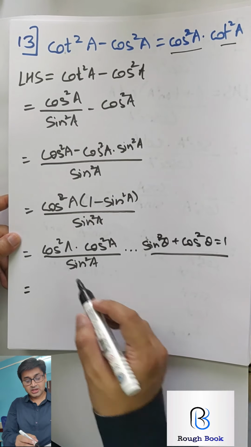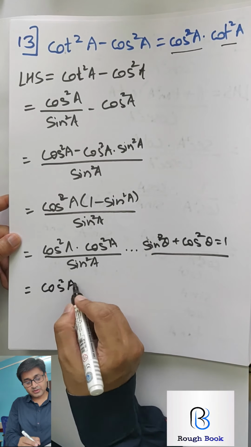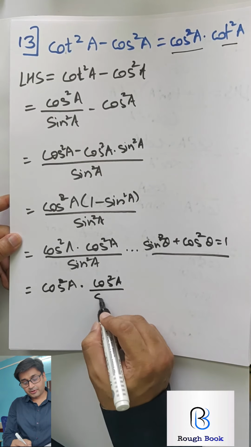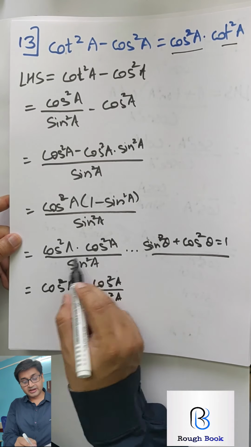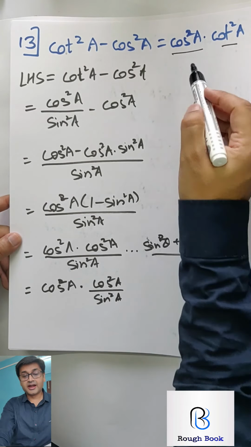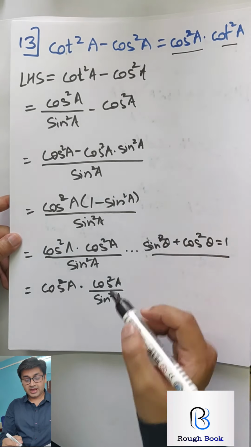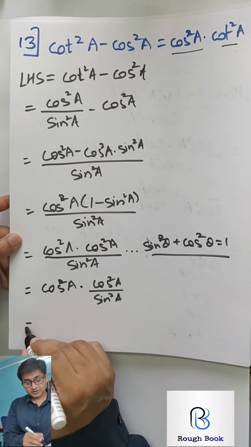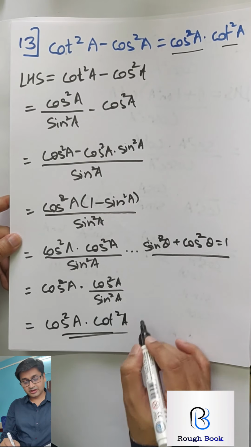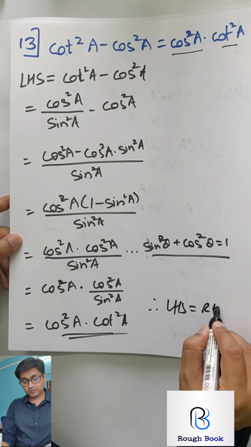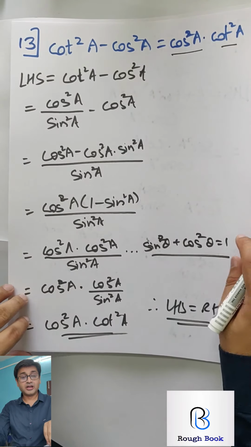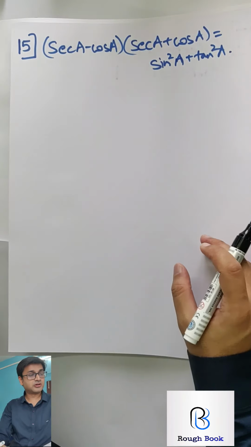Finally split this now. I am keeping cos square A first because I want cos square A multiplied by cos square A upon sine square A. So I am segregating this. Why did I segregate? Because my eye was always on the right hand side, and on the right hand side I needed cos into cot, and cos upon sine is cot. So there you go, cos square into cot square. Therefore I can say LHS is equal to RHS. How many managed it? Simple? Brilliant. Are you going ahead? Thank you so much. 15th.